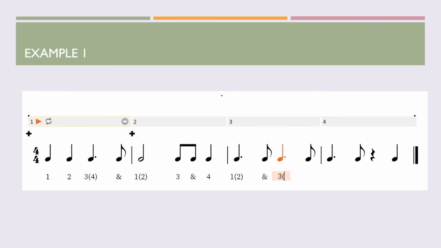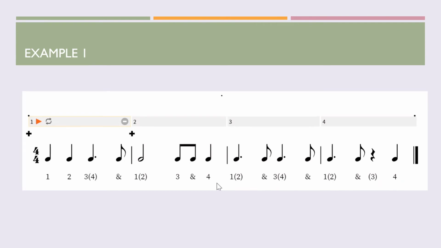Here's beat 3, 4, and 1, 2, and a beat of rest, and then the 4th beat. So let's count this. You'll hear 4 beats of the metronome before we come in. 1, 2, 3, 4, and 1, 2, 2, 3, and 4. 1, 2, and 3, 4, and 1, 2, and 4.